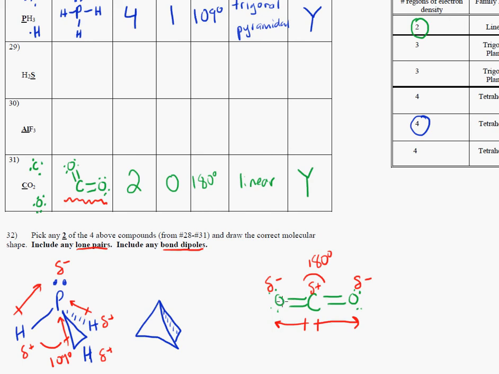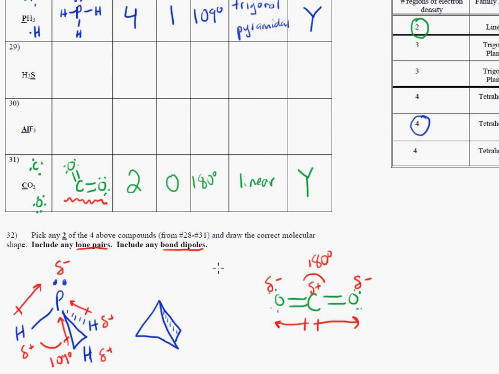I don't really care. But these would be 2 great examples of how to do number 32, how to show the shape of the thing. They should have roughly the angles that you said they should in that table, and you want to draw them in the right shape. If it's linear, draw it linear. If it's trigonal planar, draw something that just looks like the Mercedes-Benz emblem or something like that. If it's tetrahedral, draw a tetrahedral.